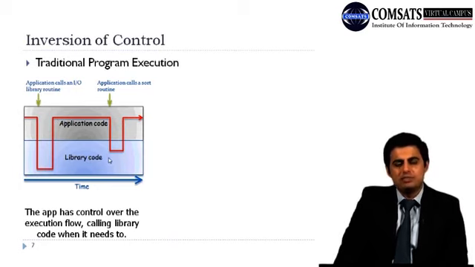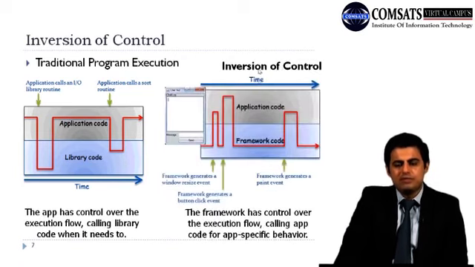If you have used C language or C++ language or any previous languages, then you must have seen that they also provide some kind of libraries, some math libraries, some graphic libraries, and you can use the same kind of feature which frameworks do for you. But the difference between them is that the application calls a sort routine here during the application code. The application has control over the execution flow, calling library code when it needs to. But if you look at the inversion of control, the framework has control over the execution flow and calls application code for application-specific behavior.